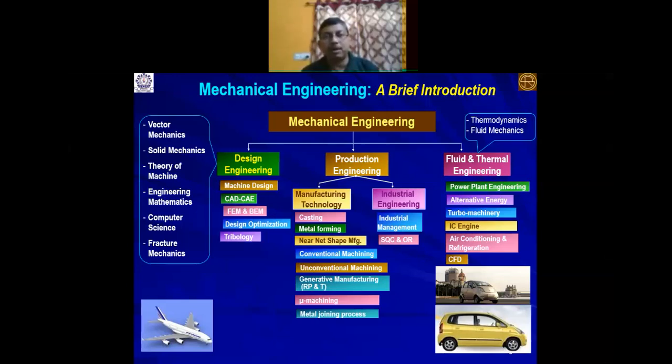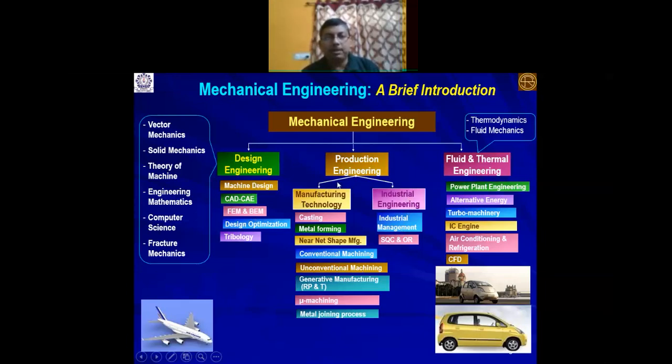Another is, once you design your product, you have to manufacture it. Or, in order to design the product, many analyses are required. If it is an energy stream in mechanical engineering, then fluid and thermal engineering is required. That is another broad area in mechanical engineering, fluid and thermal engineering, where thermodynamics and fluid mechanics knowledge is predominant. And the third most important domain in mechanical engineering is production engineering, which covers both manufacturing technology and industrial engineering.